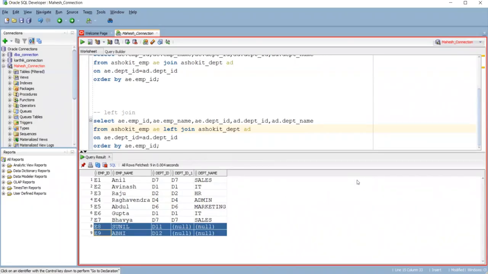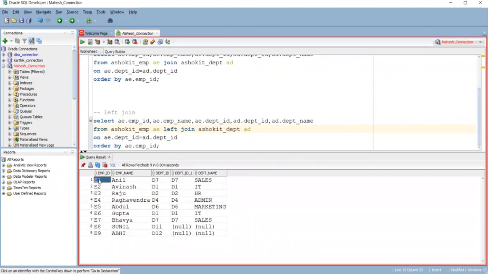So for the D11 department and D12 department, do you have the department information in the right hand side table, sir? Tell me. Do we have the information about the D11 and D12 departments in the departments table? No. When you are working with the left join, if the rows are not matched, then you will get null values. Understand my point, guys, everyone?